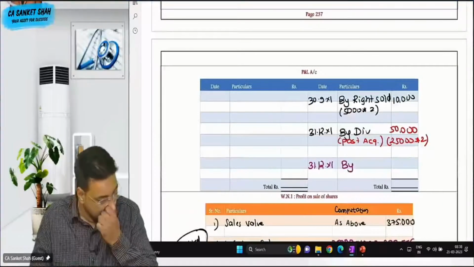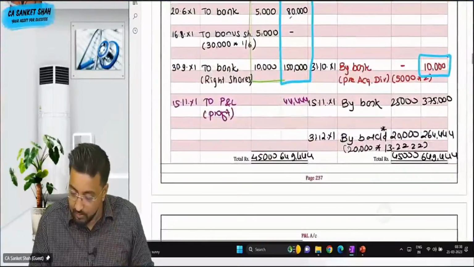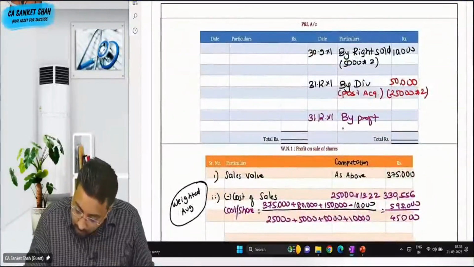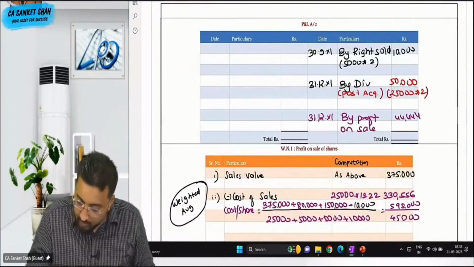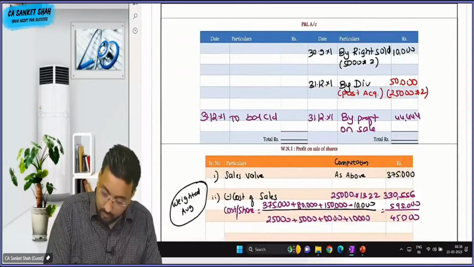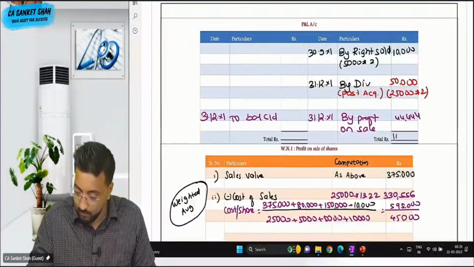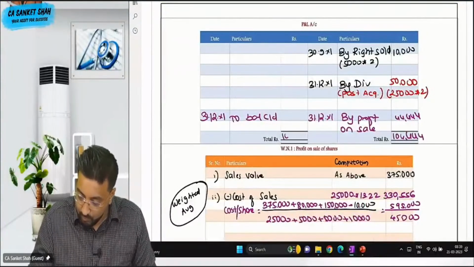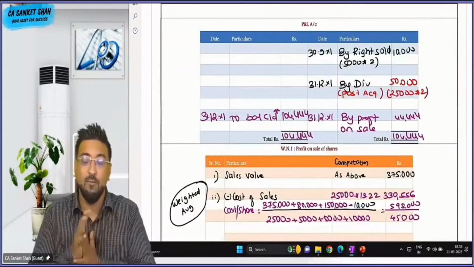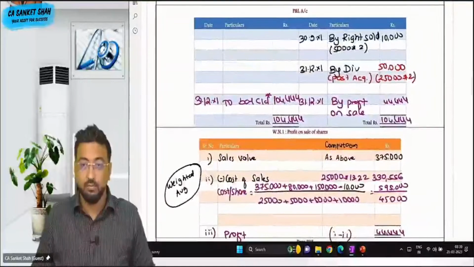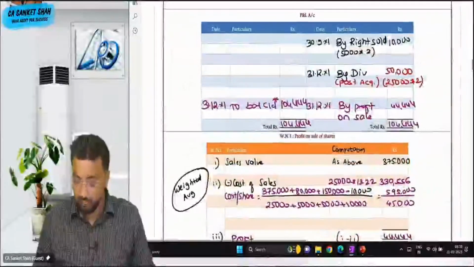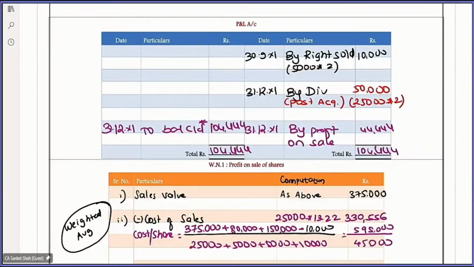And by sale of right shares, by profit on sale, 44,444. So to balance carried down, 1,04,444. Chalo. Over.